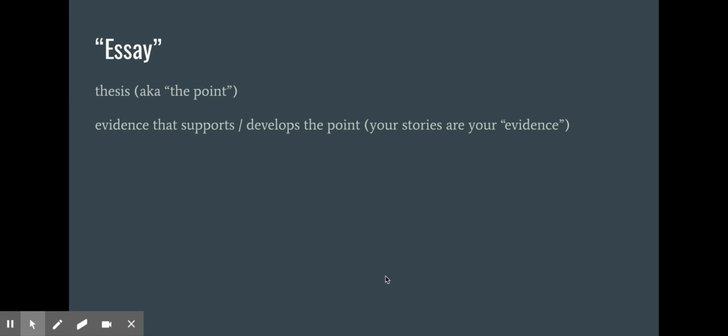A personal narrative essay is an essay because it makes a point. It doesn't just tell a story or several stories. Then it would just be a narrative. It uses those stories to make a point. It says, here's something that happened to me, and this is what it taught me, or this is how it shaped me into the person I am today. In other words, here's why this story matters.